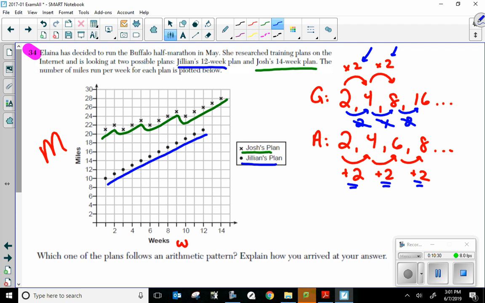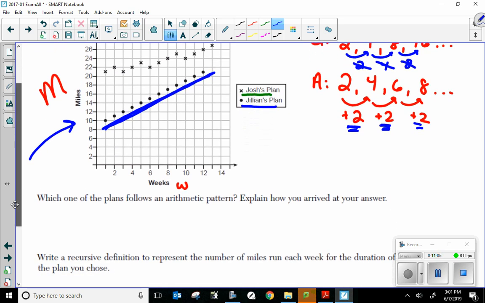Okay? So if I look at my two plans, specifically I'm looking at my graph here. Which plan is the one that has a common difference? It goes up the same amount every time. It's the straight line. This goes up, then it goes down. Then it goes up even further, then it goes down. Then it goes up. You see what I'm saying? It's not adding the same value every time. This line right here is a nice straight line, the slope is the same every single time. So to answer this first question, which one of the plans follows an arithmetic pattern? Jillian's.